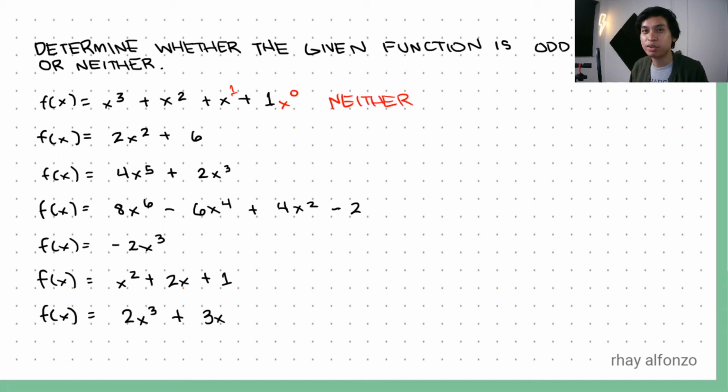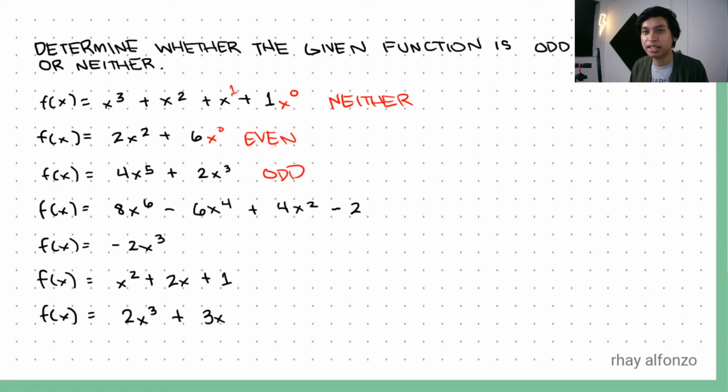For the next one, we have f of x is equal to 2x squared plus 6. So here we have x squared, and we have 6 times x raised to 0. So everything is even, therefore this function is even. So how long did that take? I'm sure it's under 5 seconds. So let's try the other one. 4x raised to the 5 plus 2x cubed. So 5 and 3. So therefore this is an odd function.